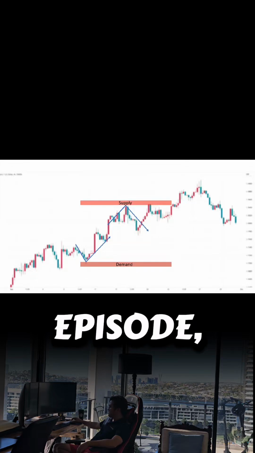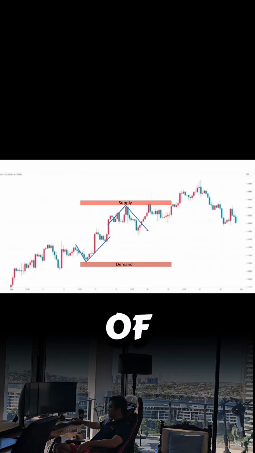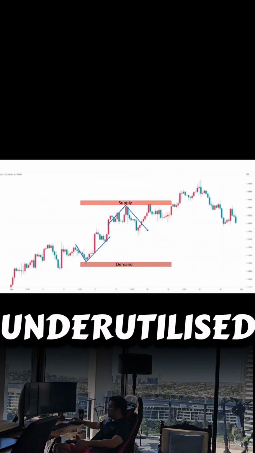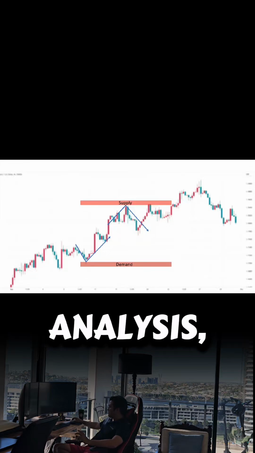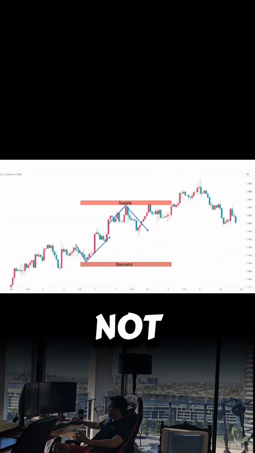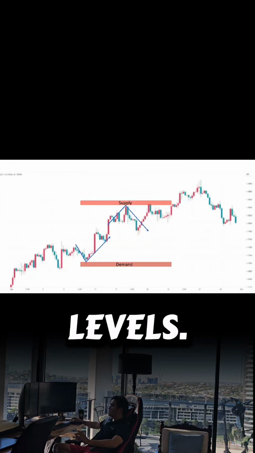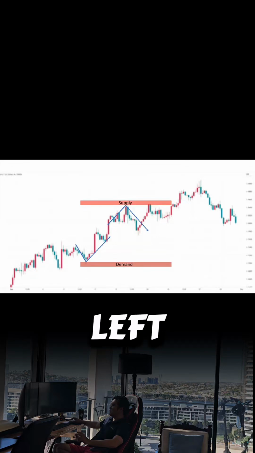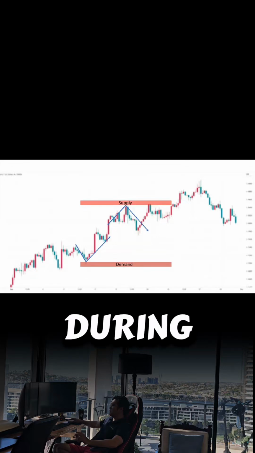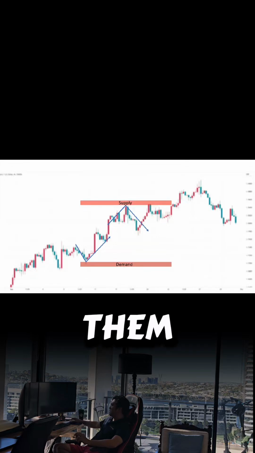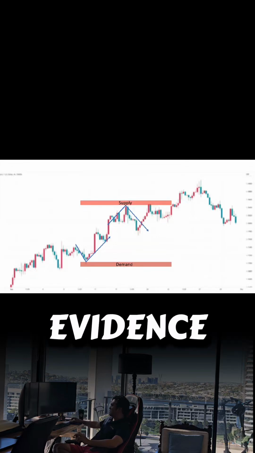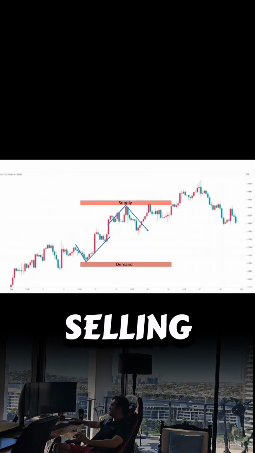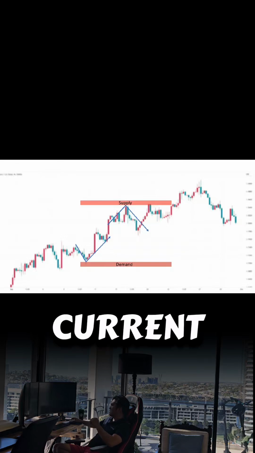In today's episode, we're diving deep into one of the most powerful and underutilized tools in technical analysis, order blocks. These are not your average support resistance levels, they're high impact footprints left behind by institutional players during major moves. Think of them as market fingerprints, evidence of large scale buying or selling activity that has shaped the current trend.